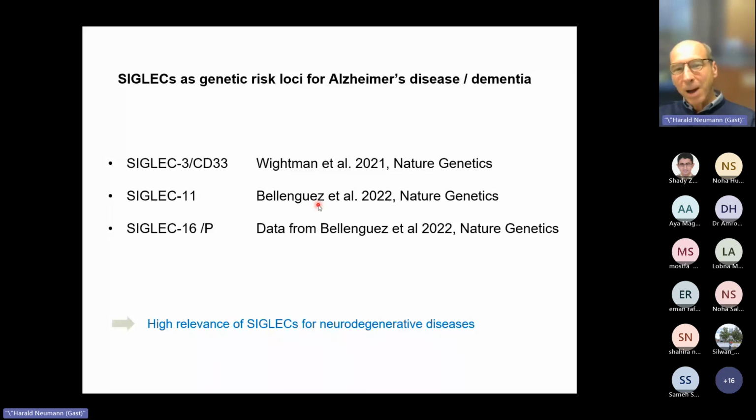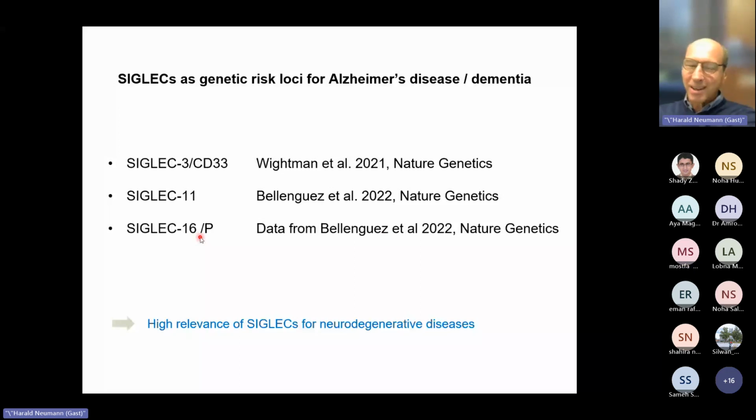Interestingly, they published only Siglec 11, but if you carefully look in the original data, which are in the supplement of this Bellenguez et al. paper, you will realize it's not only Siglec 11 which is highly linked to dementia and Alzheimer's disease, it's also Siglec 16. They haven't mentioned this in the publication, in my opinion, because they do not know whether it's the intact gene or the pseudogene which is linked to dementia and Alzheimer's disease.